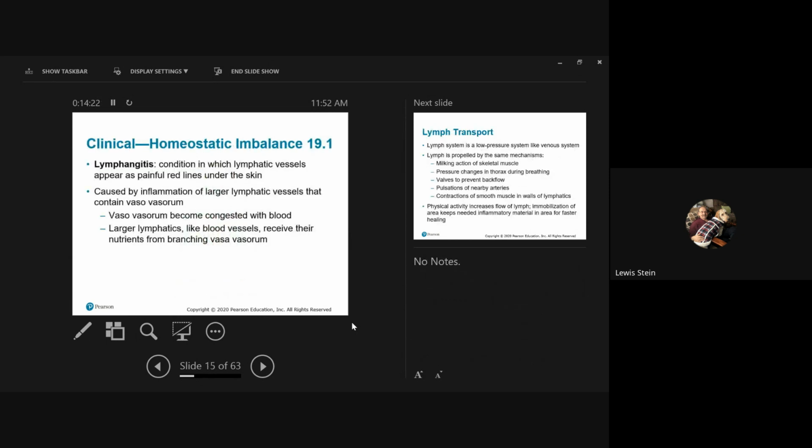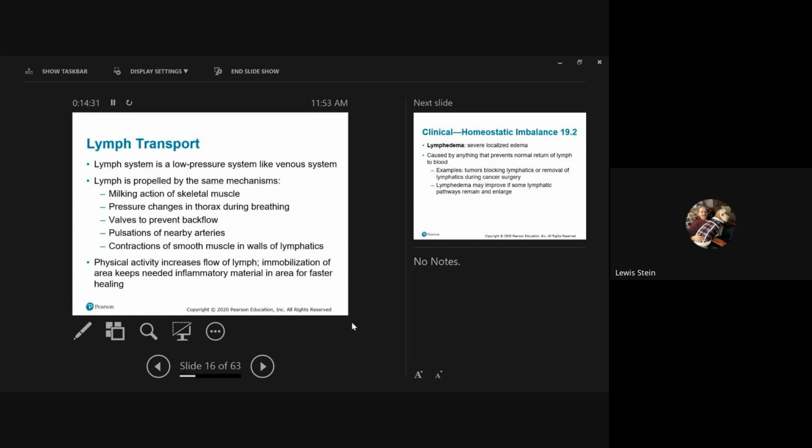This is what I was talking about. Erroneously, they call it blood poisoning. There are lymph channels that were painful and red lines that were there. That really is what occasioned it. It's a low pressure system. It's very similar to the venous system in that regard. Okay. And it works the same way.